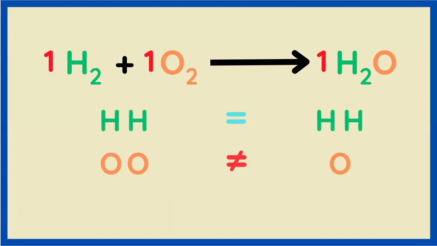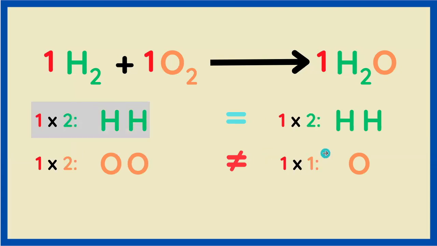Most obviously conservation of atoms, as while we have two H's on each side, we have an uneven number of oxygen atoms. We've got 2 on the left, 1 on the right. And in case you're wondering how we got these atom counts, I multiplied the coefficients with the subscripts. For example, there are 2 hydrogens in a single H2 molecule, so 1 times 2 gives us 2 H's.